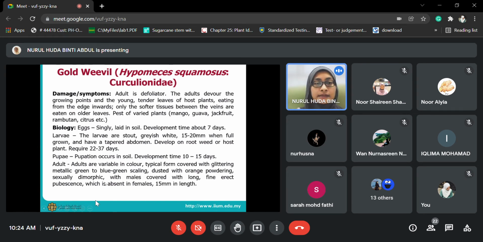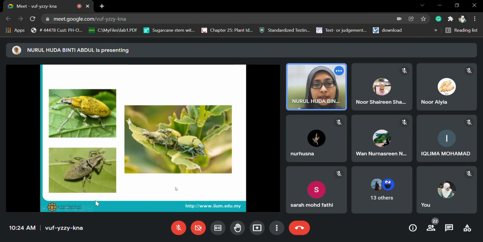So the adult, like I said previously, the name gold weevil comes because of the color or glitter yang ada dekat adult. Okay, so usually the color is between metallic green to blue-green scale, okay, dusted with orange powdering, and they are sexually dimorphic, meaning that you can separate the adult male and female depending on their color. Okay, usually male covered with long, fine, erect pubescence. Pubescence meaning maksudnya ada bulu-bulu, okay, which is absent in female. Okay, the size is 15 mm in length.